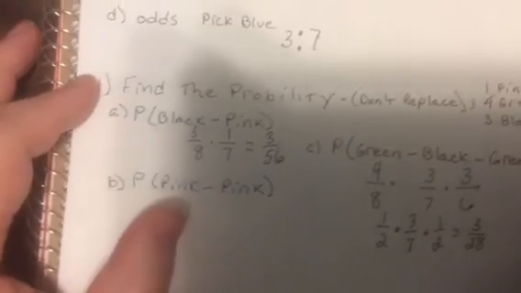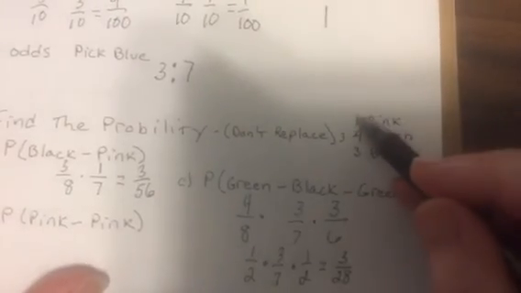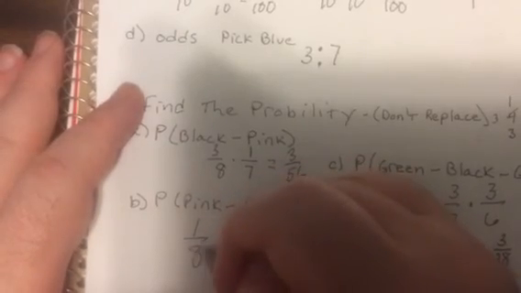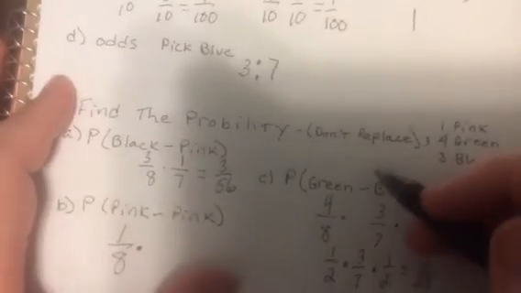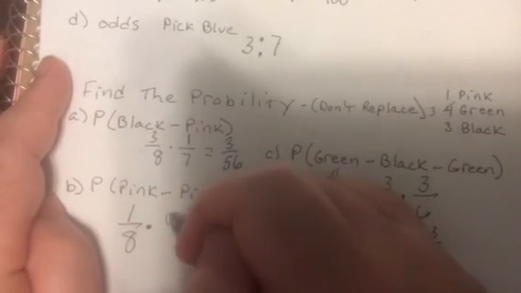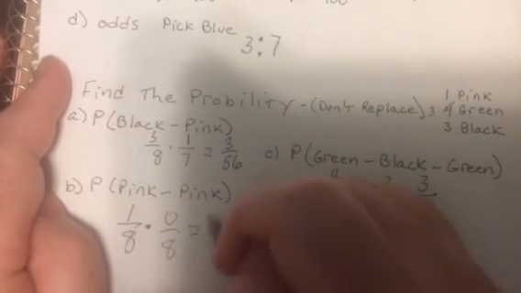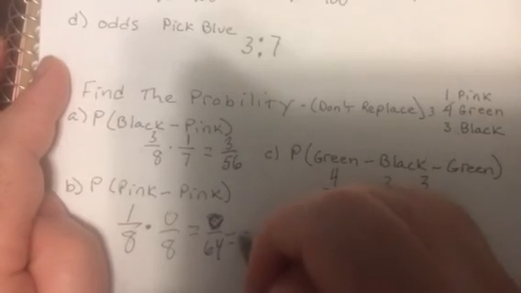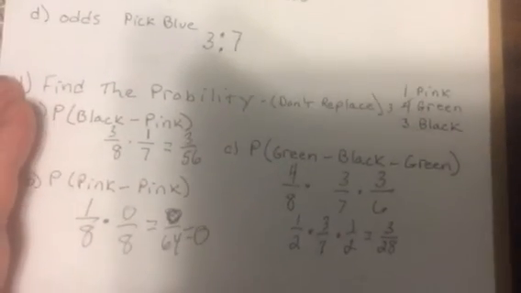Okay, last one, pink, pink. There is 1 pink marble out of 8, so 1 out of 8 times. Oh, now I'm down to 0 pinkies. I've used my 1 pinky, so it'd be 0 out of 7. So it'd be 0 out of 56, which is 0. It cannot happen because I did not replace the marble.